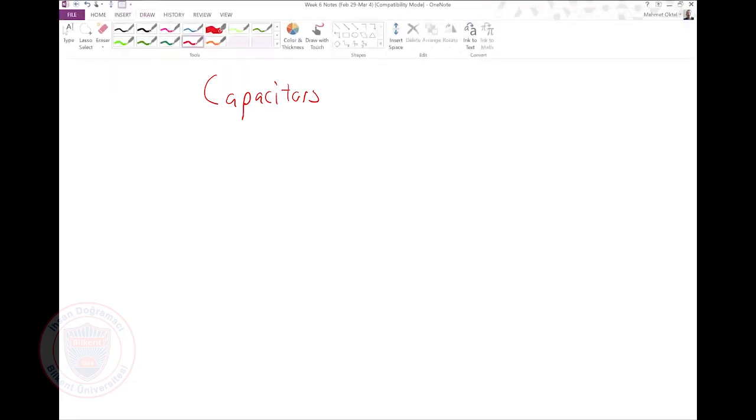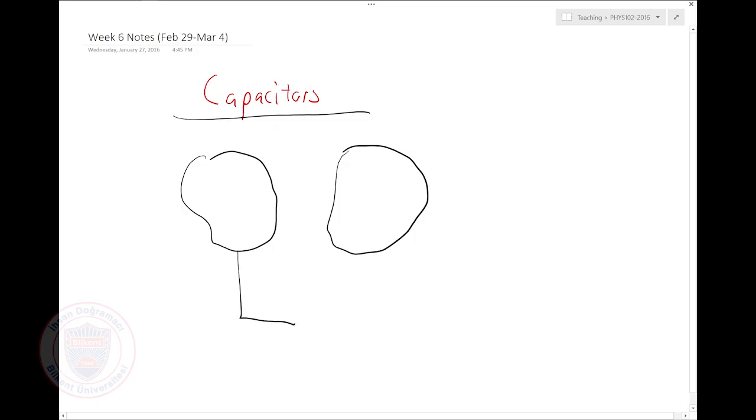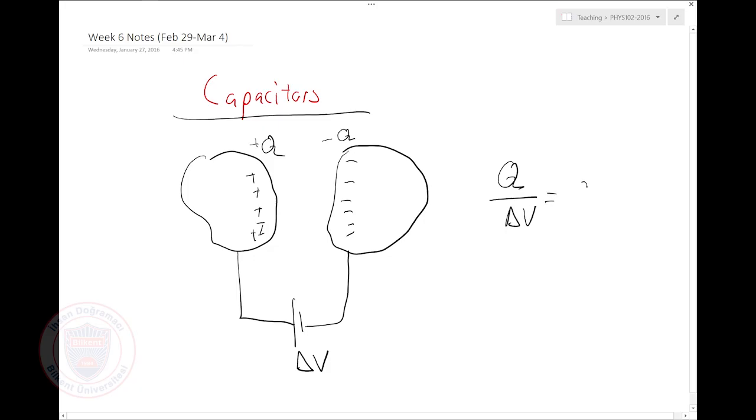We are talking about capacitors, right? What was the most general definition? The definition was that if I have two pieces of conductors, and I supply a potential difference delta V to them, there will be charges stored on the capacitors, and the ratio of the charge to the voltage would be my capacitance. Okay?